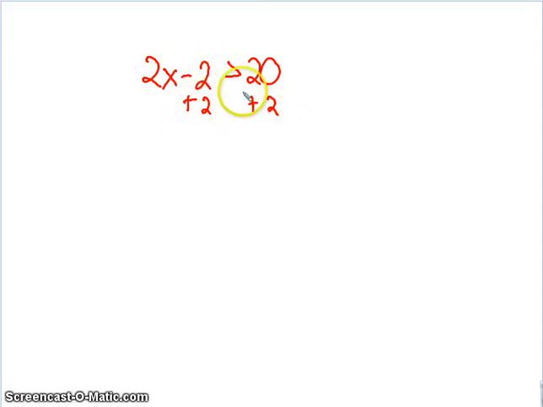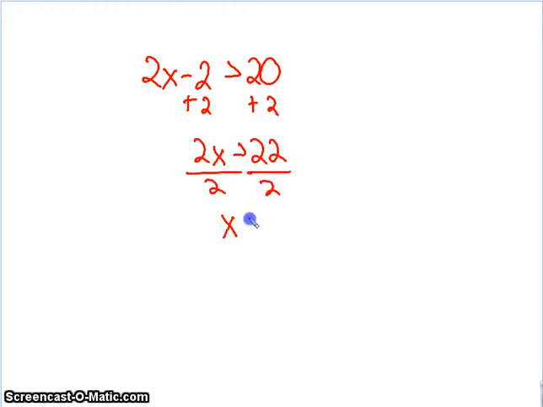Okay. Now let's look at a few inequalities. Remember, when we start with an inequality, it makes no difference. We do the same exact thing. We want to get rid of the minus 2, so we add 2 to both sides. 2x is greater than 22. Now I divide both sides by 2, so x is greater than 11.